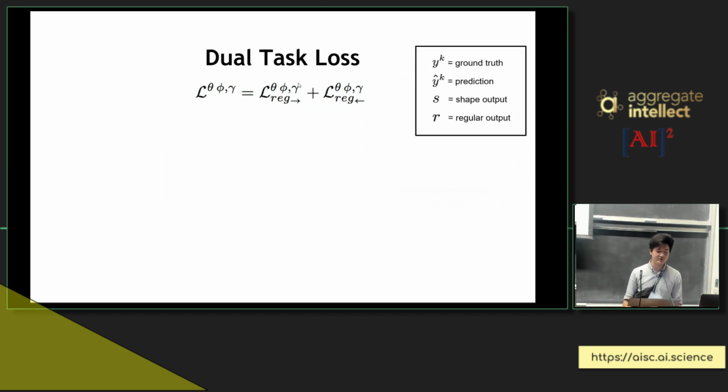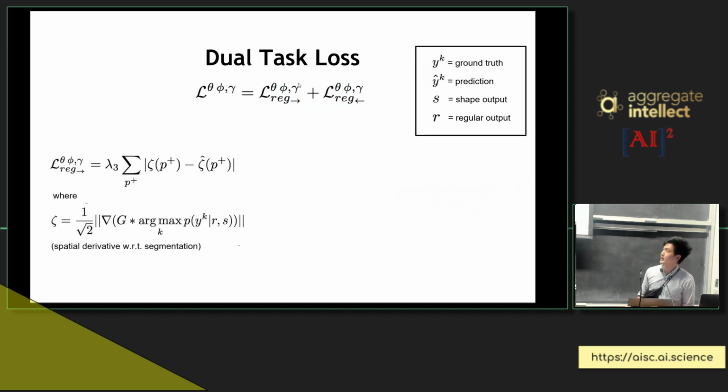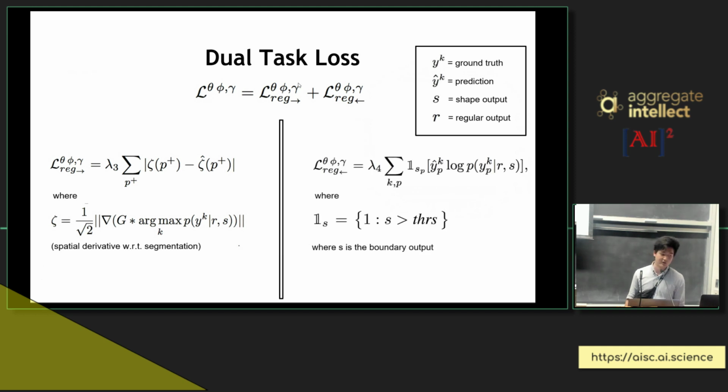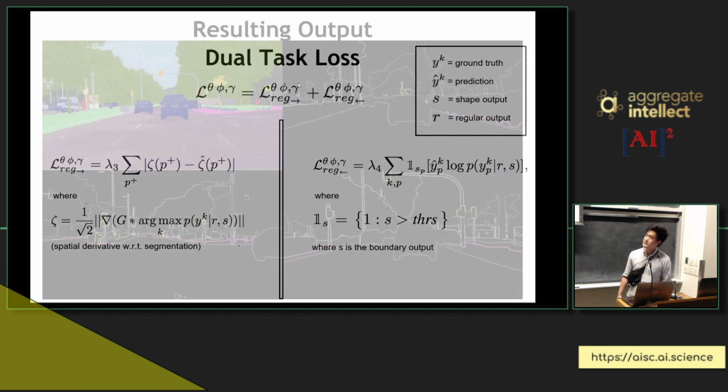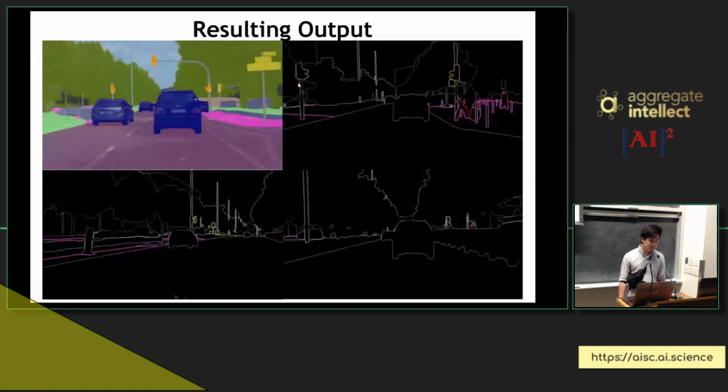I also added a key here just to make the variables and corresponding representations a little bit clearer. Our first dual task loss term consists of taking the spatial derivative of both the ground truth boundaries and the segmentation mask boundaries, which we then constrain using the absolute loss term. The second dual task loss term consists of taking the standard cross entropy loss on segmentation and adding more weighting on the pixels where we have a high boundary confidence. We basically do this by using a simple indicator function that thresholds our boundary output. And these loss terms help to produce our final outputs here.